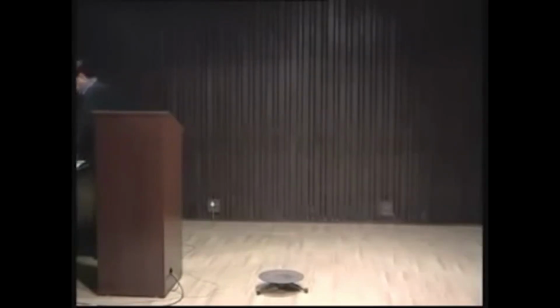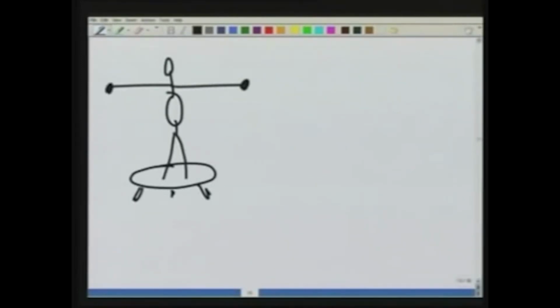What we did was, I was standing on this platform which could rotate. Let me stand like this, and I held my hands out with heavy masses here. I was rotating with some angular speed omega, let me call this omega 1. So my angular momentum L, as we just derived, was I1 omega 1.